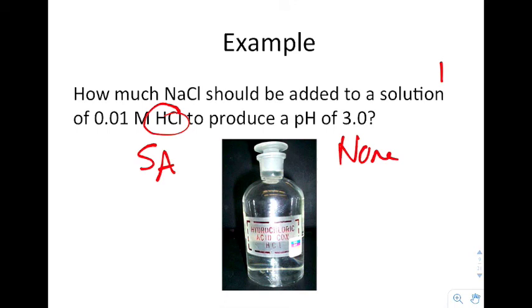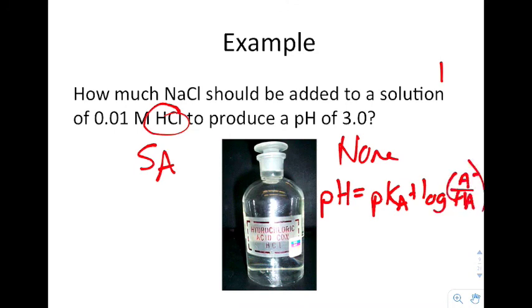Whenever you have a strong acid and you use the Hasselbalch equation, you would get this. Whenever you have a strong acid, this term essentially becomes zero. Whenever it becomes zero, the Henderson-Hasselbalch equation doesn't work anymore because the acid completely dissociates.